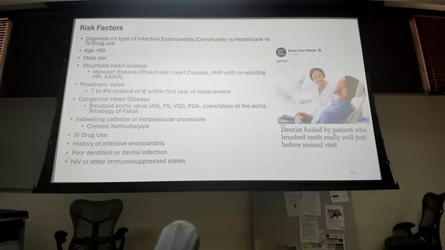Other risk factors associated with this: if you have any kind of valvular disease, or you've had a replacement of one of your valves, you have a prosthetic valve, or you have a congenital heart disease, that puts you at higher risk. If you have poor dental care, dental abscesses or anything like that, this is the most common way somebody develops infective endocarditis in the United States, because there's easy access for the bacteria in the mouth to get into the bloodstream and cause this.